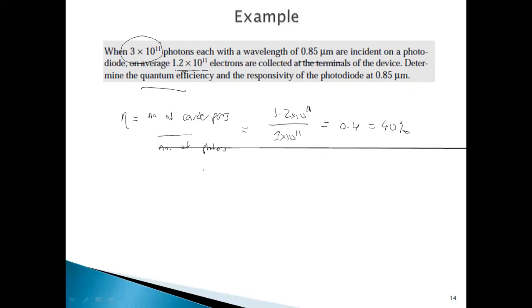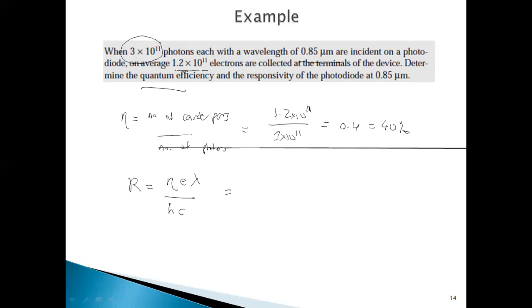Right. The second one is about responsivity. Responsivity R is based on the equation of eta, the quantum efficiency, multiplied by the charge amount, multiplied by the wavelength lambda of operation, divided by h and the speed of light. So this will be the equation that shall be used to calculate the photodiode responsivity.